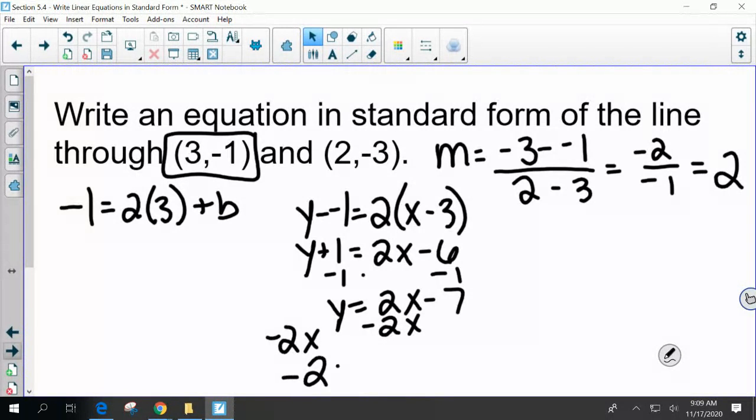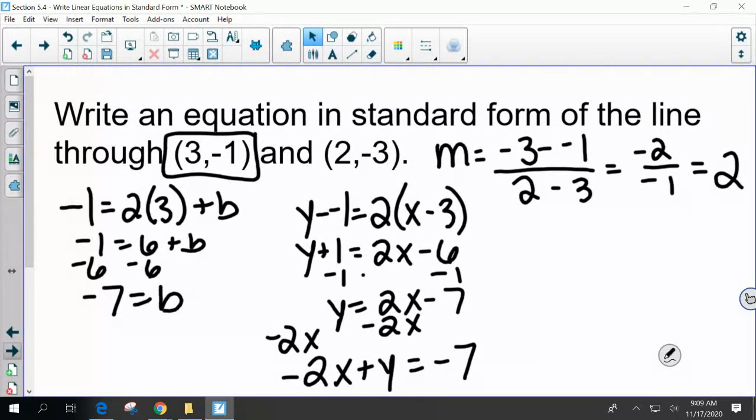So negative 2x plus y equals negative 7. Whereas here, I would solve for b, and then I would still have to set up my equation. Like I wouldn't be done at that point. So in my opinion, point slope probably is faster.